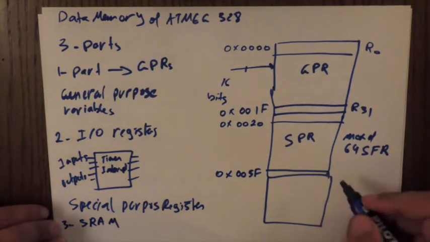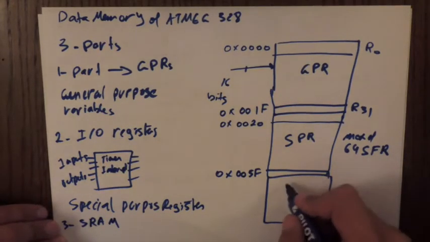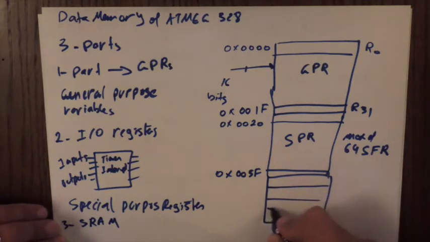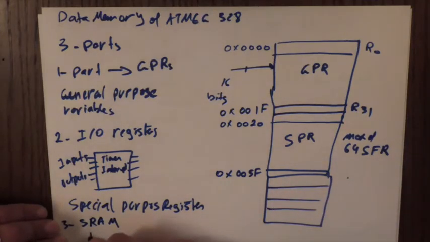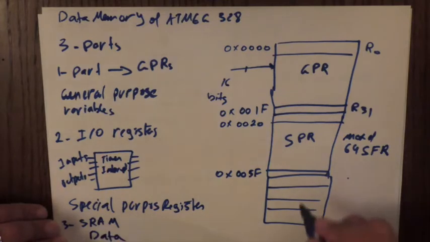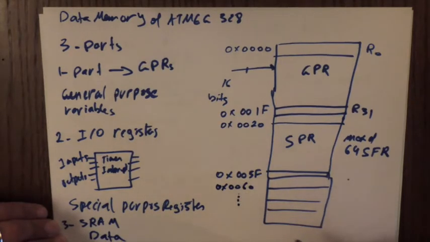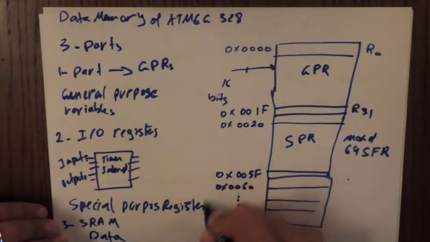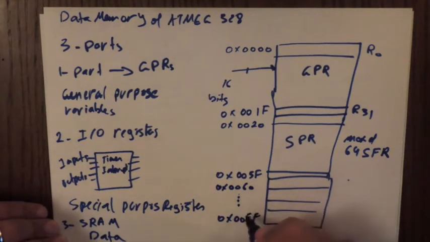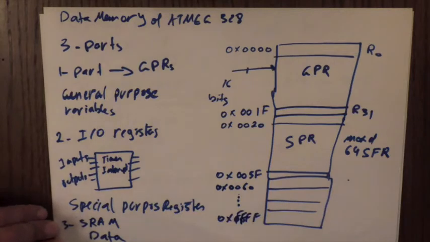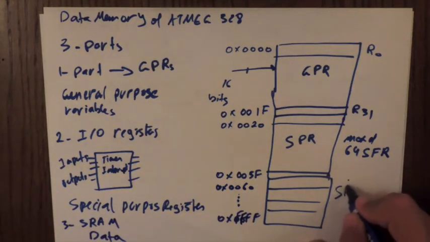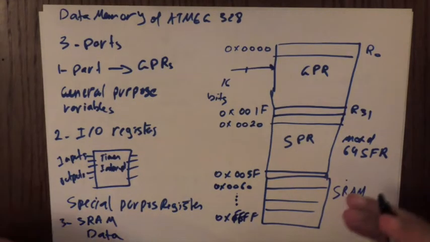The third part is the SRAM. This part is usually used for data. It starts from 0x0060, and can go all the way to a maximum of 0x08FF. This is the maximum capacity of this SRAM. So SRAM is used as a secondary storage.